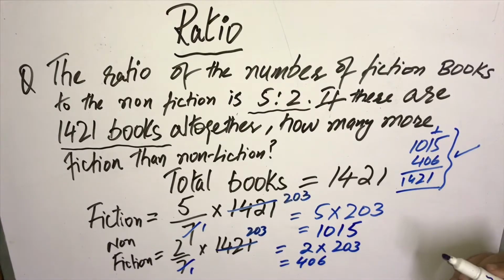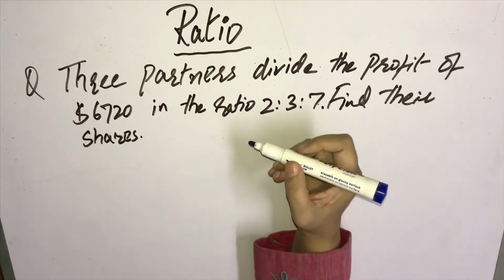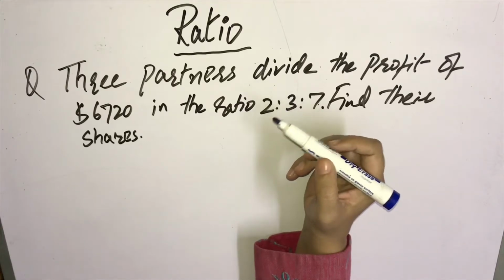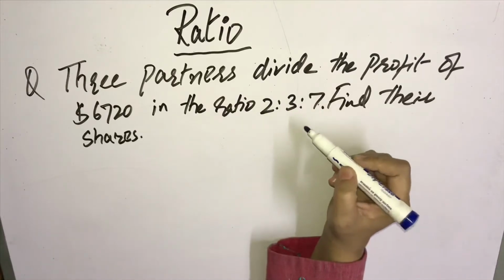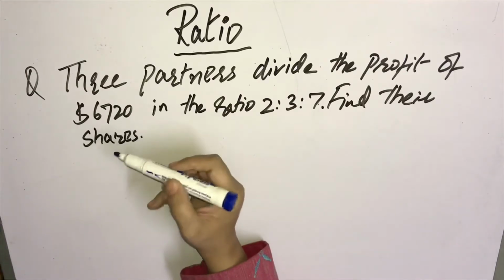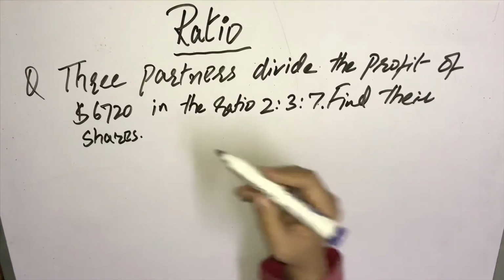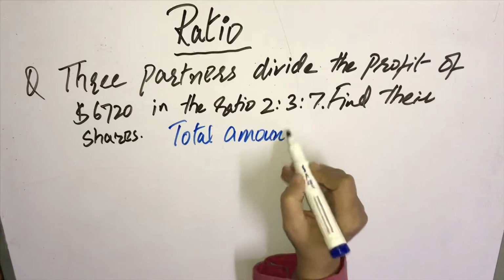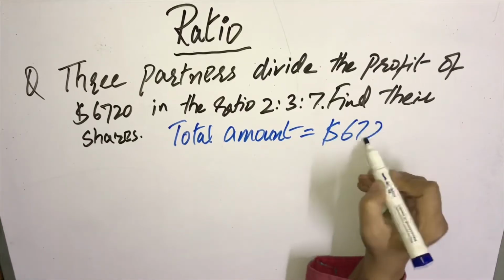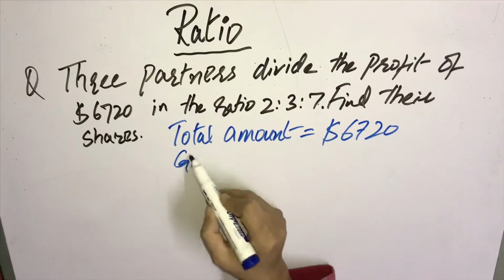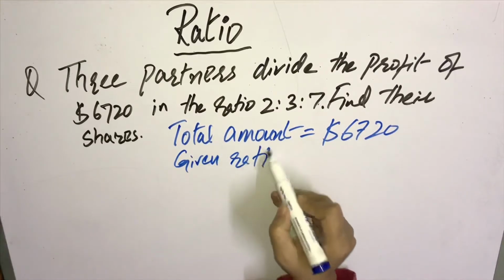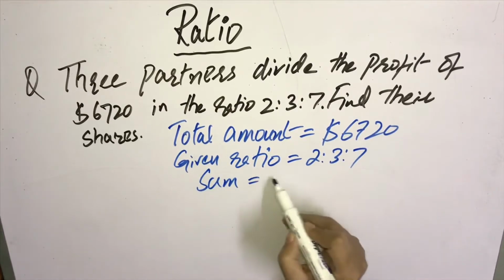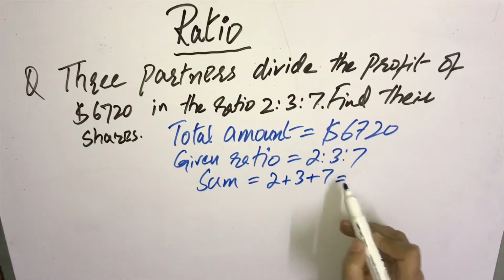and recheck my answer. Another question of this type: three partners divide the profit among themselves in the ratio 2:3:7. The total amount is $6,720. We have to find their shares. Total amount is $6,720. Given ratio is 2:3:7. Sum of ratio is 2 plus 3 plus 7, 12.